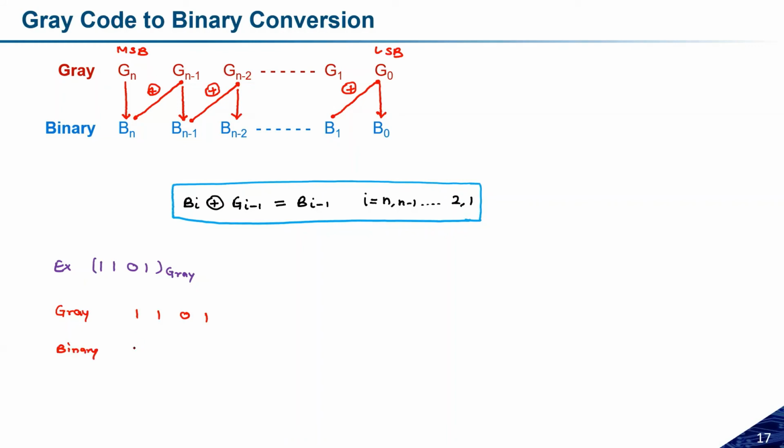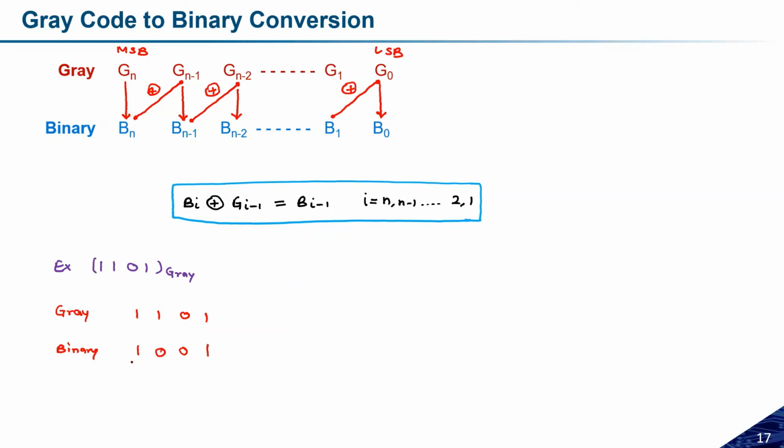The MSB will be as it is, 1, and for the next bit I have to XOR this 1 and 1, and 1 and 1 XOR gives 0, as we saw in the previous one. Then this 0 and this 0 will give you 0, and this 0 and this 1 will give you 1. So this is what I will receive as the binary code.